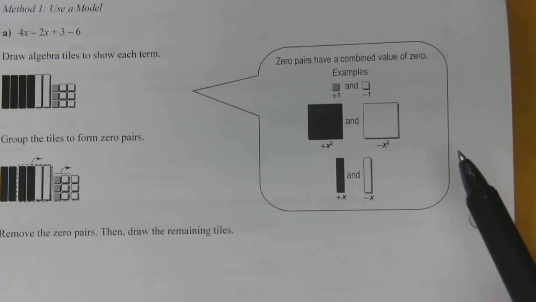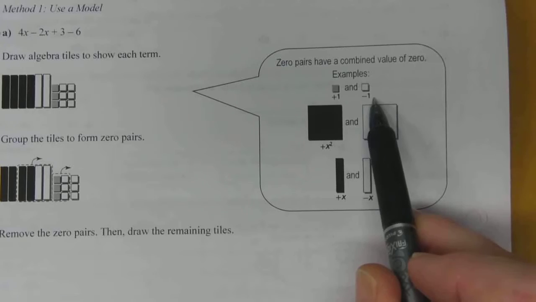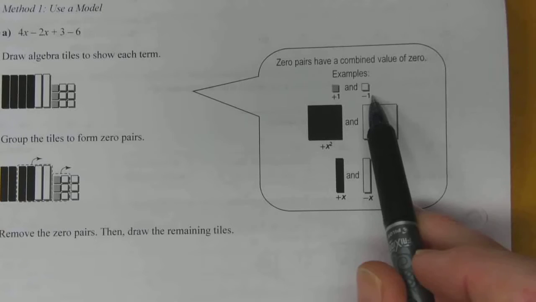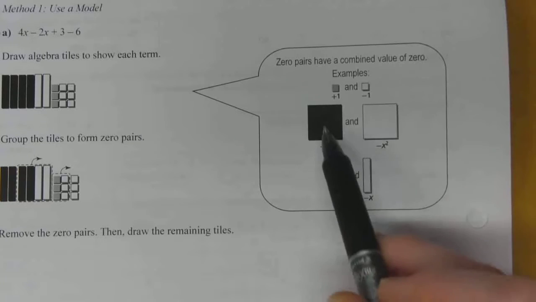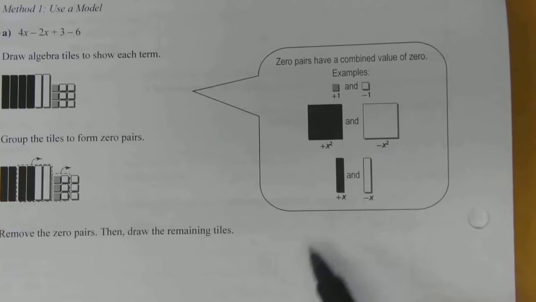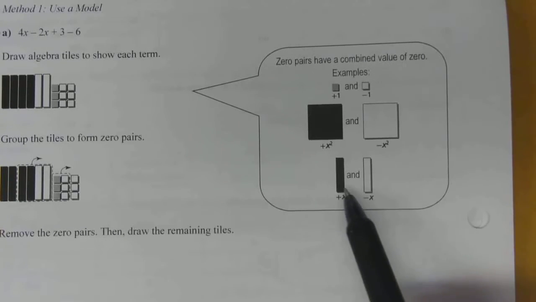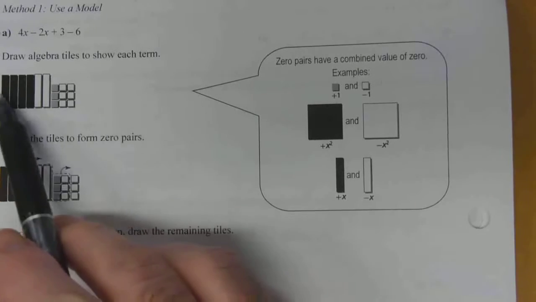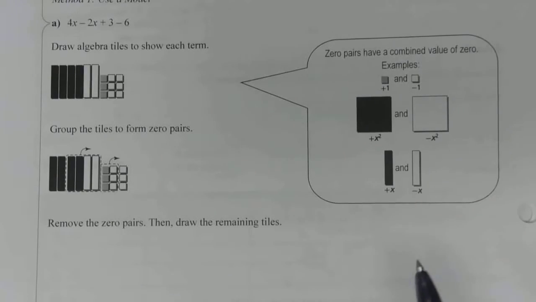0 pairs is an important concept. When you add a positive and a negative together, they create what's called a 0 pair. Plus 1, and then if you add a negative 1, they cancel each other out, and if you add them together you get 0. Same with the x squared and the minus x squared. You add them together you get 0. Same with x and negative x. If you add them together, you get 0. So they're called 0 pairs because they cancel each other out. So if you draw this out, you can then create groups of 0 pairs that wipe each other clean.